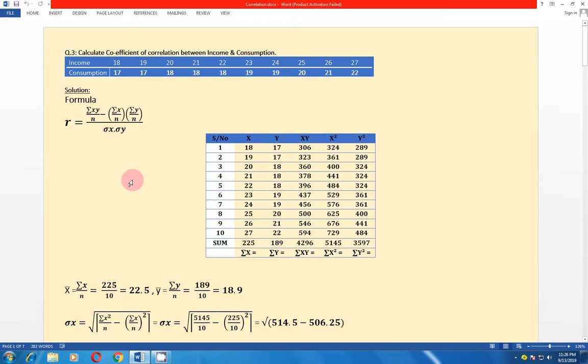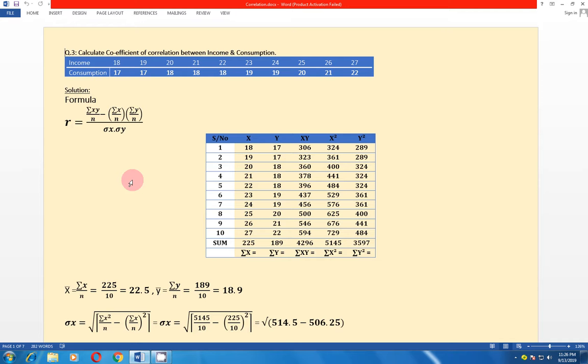In this question, we will learn to calculate the correlation coefficient. Correlation coefficient is a statistical measure in which we calculate the relationship between two quantitative variables, not qualitative variables, but quantitative variables.